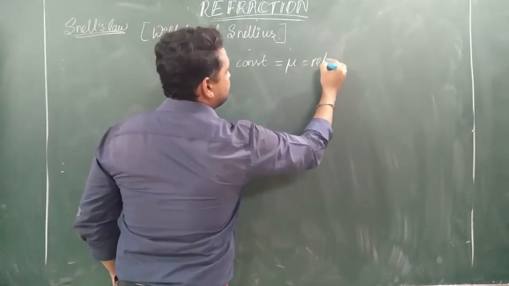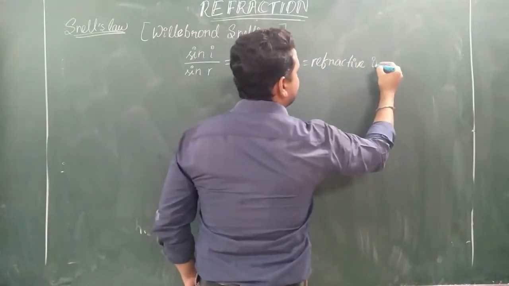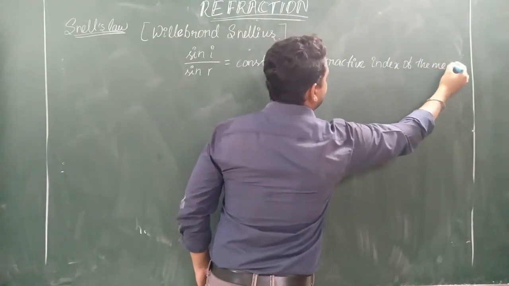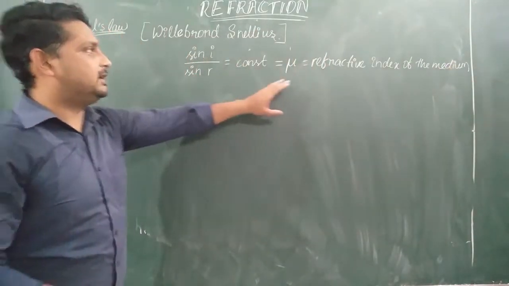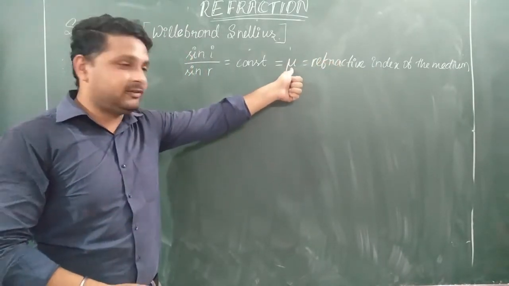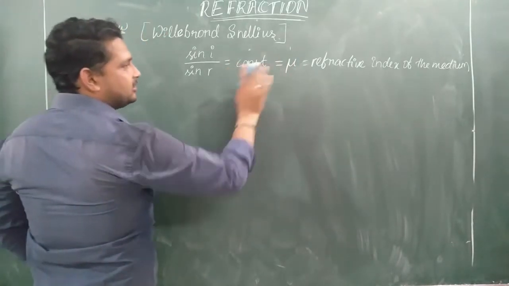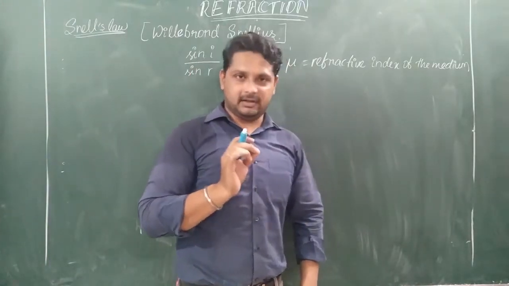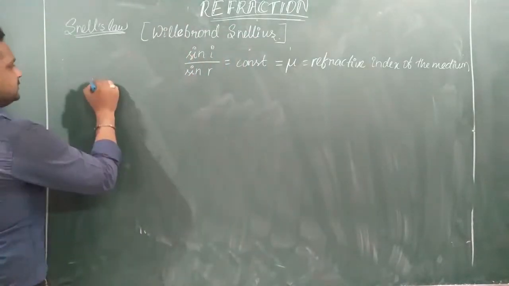This constant is known as the refractive index of the medium, which is denoted by the Greek letter mu. So sine i by sine r is equal to the refractive index of the medium. Now, what is refractive index? That's the question arising in your mind.